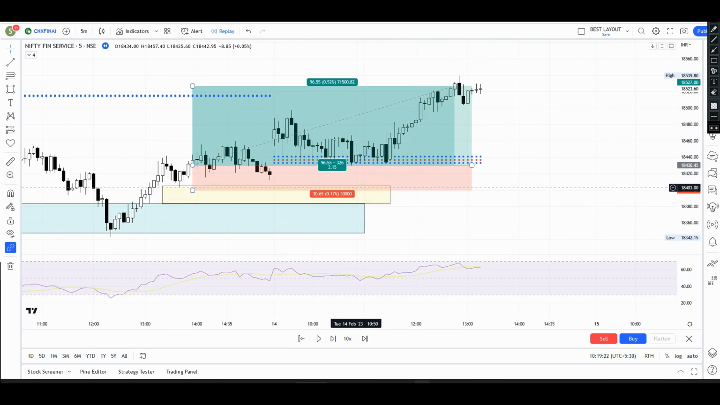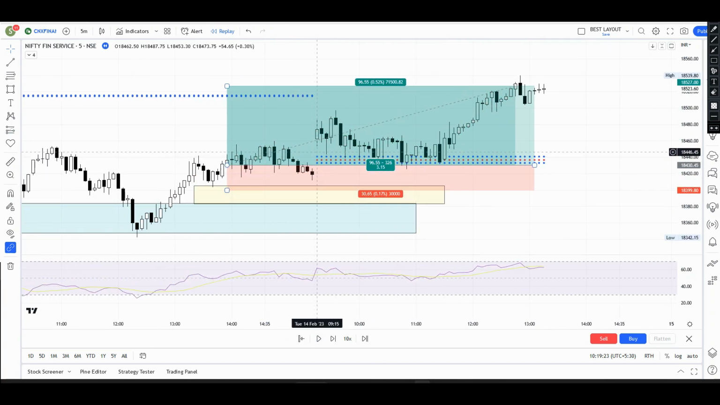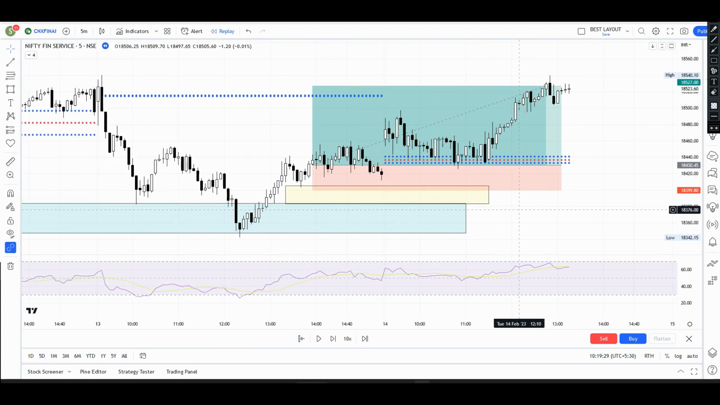Okay, you can see that the next day the CPR acted as a strong support and it held the price and hit our target. So this way we trade the virgin CPR.